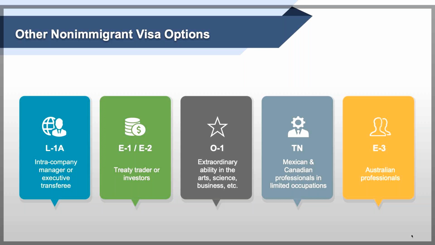So the first option we'll talk about here is called the L1A intra-company transferee visa. The L1A visa is available for foreign nationals who have worked in an executive or managerial capacity outside of the United States for 1 out of the last 3 years before they make their application for an L1A visa, for a foreign company that is related to a US company, either via a parent subsidiary relationship, an affiliate, or a branch relationship. If there's that relationship between these two companies, the US company can transfer a foreign national employee who has been working in a managerial or executive capacity to also come to the US and work in an executive or managerial capacity as well.